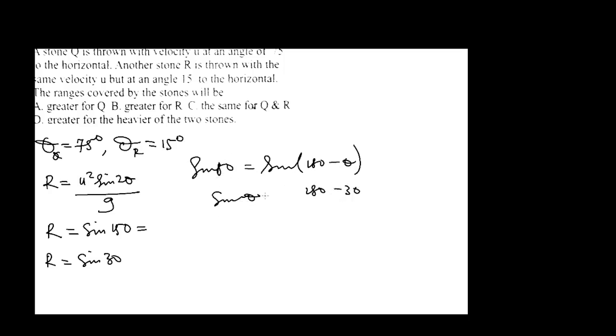Therefore, sine of 150 is the same thing as sine of 30. So what will be the right answer to that question? Since this and this are equal, sine 150 is equal to sine 30. So A greater for Q, B greater for R, C the same for Q and R. So it is the same for Q and R. So do we get that right now? So we can move to the next question. So that's how to solve such a question that has to do with comparison.